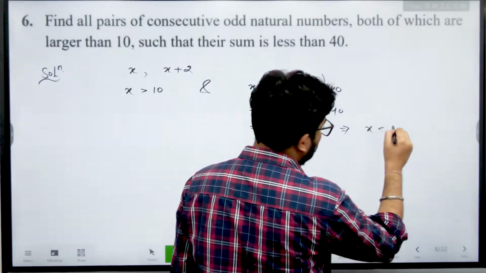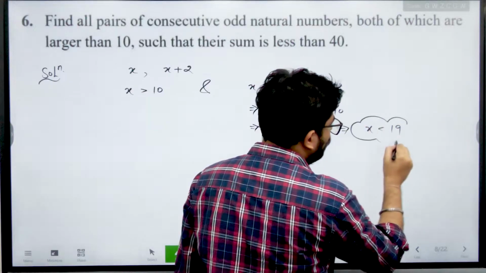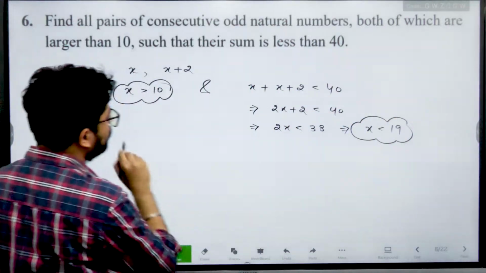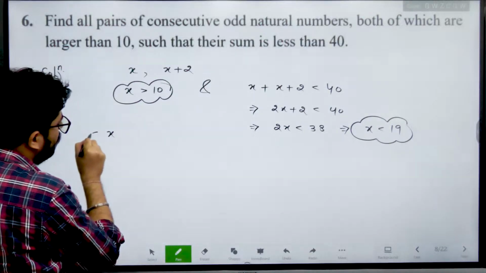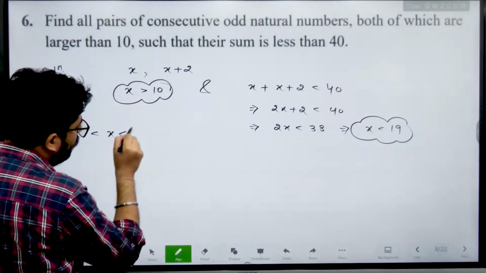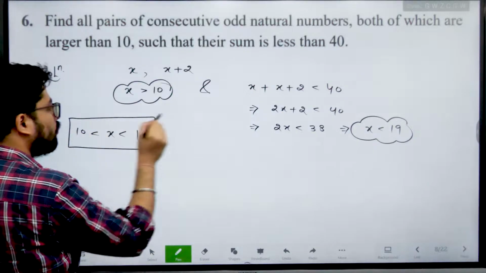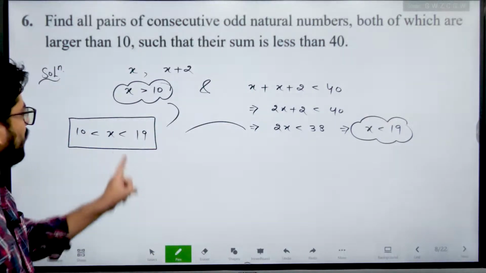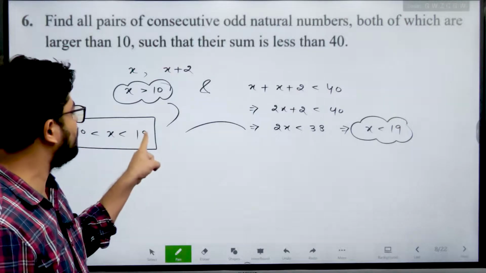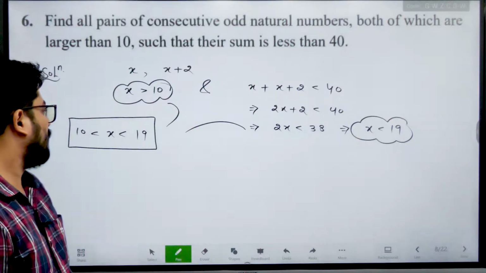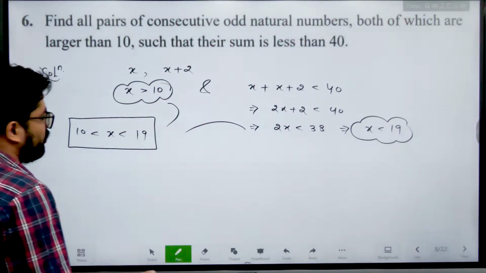Inequality remains same. So x is less than 19. So you have to satisfy this condition and this condition simultaneously. So you can say x belongs to 10 to 19. From these two, you will get x greater than 10 and less than 19. So what are the possible values of x now?